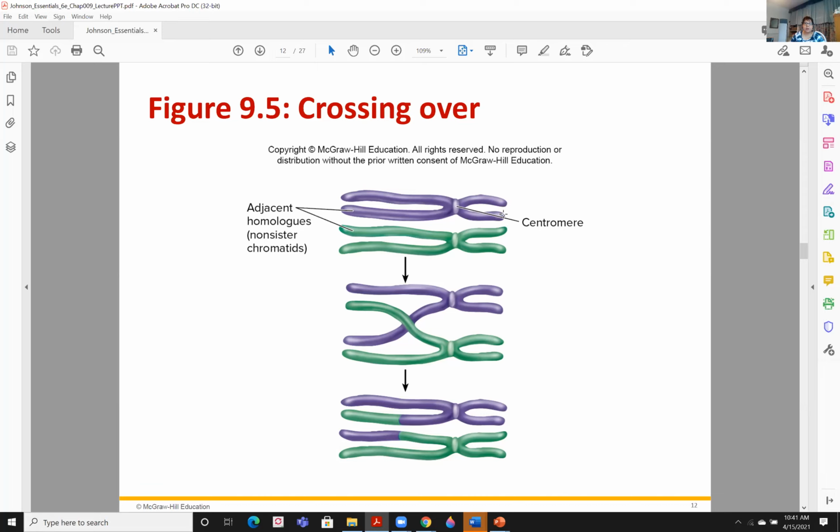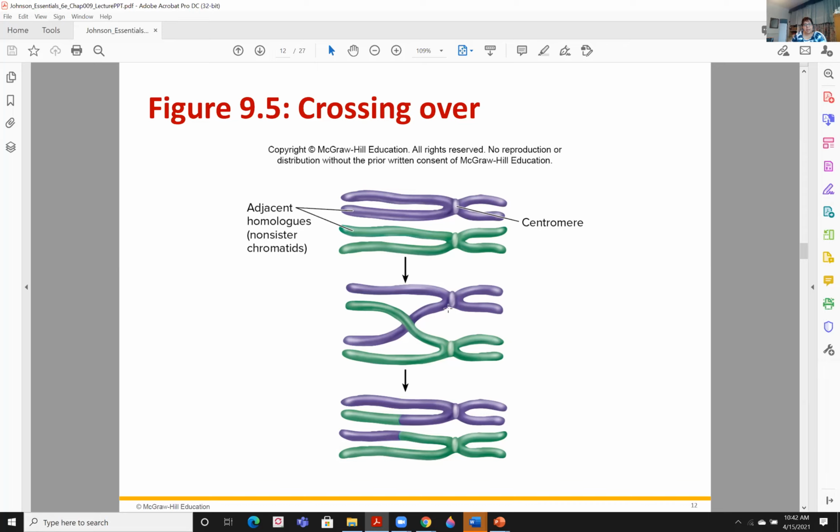So these are two partners or two homologs that are lying next to each other. When partners or homologs lie next to each other, that's called synapsis. Okay, so synapsis is when chromosomes pair up with their partners. This always happens. The next part sometimes happens. The next part is crossing over.